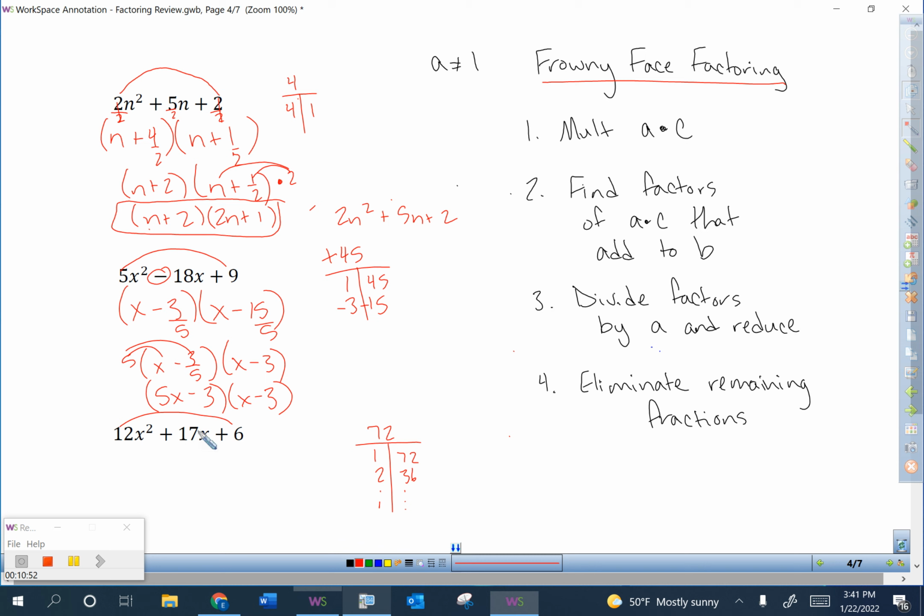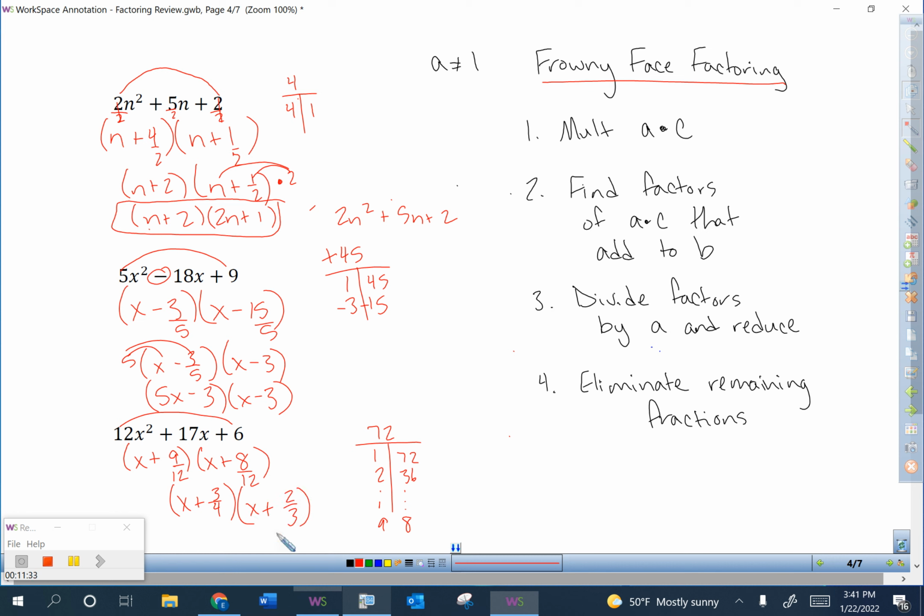In this case, we know that 9 times 8 is 72, and that adds to our 17 for us. So x plus 9, doesn't matter what order we write these, x plus 8, and we're dividing them both by 12 to fix our problem. Both of these end up reducing, so 3 goes into both of these. That would be 3 over 4. Second piece, 4 goes into both of those, so 2 over 3.